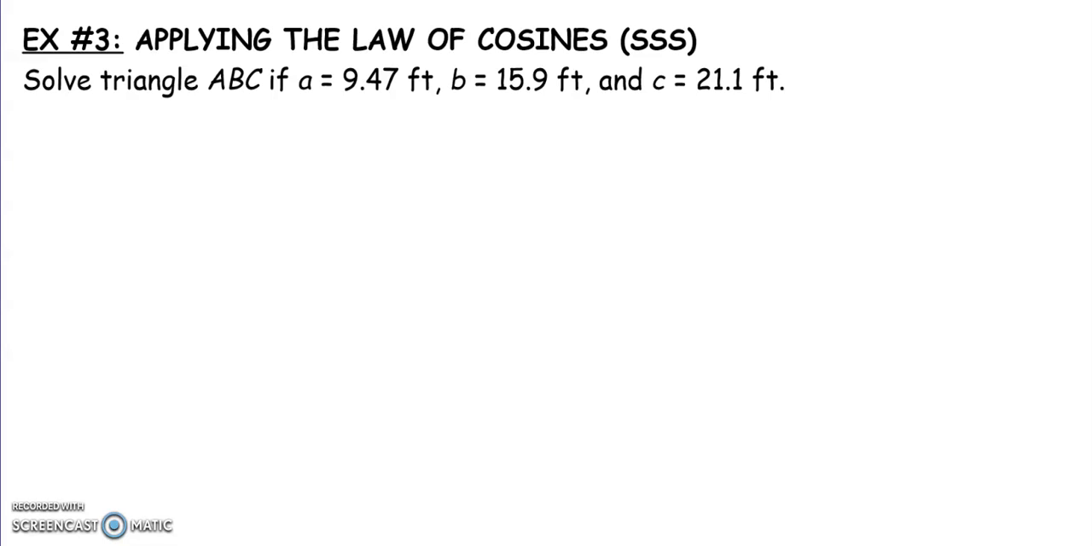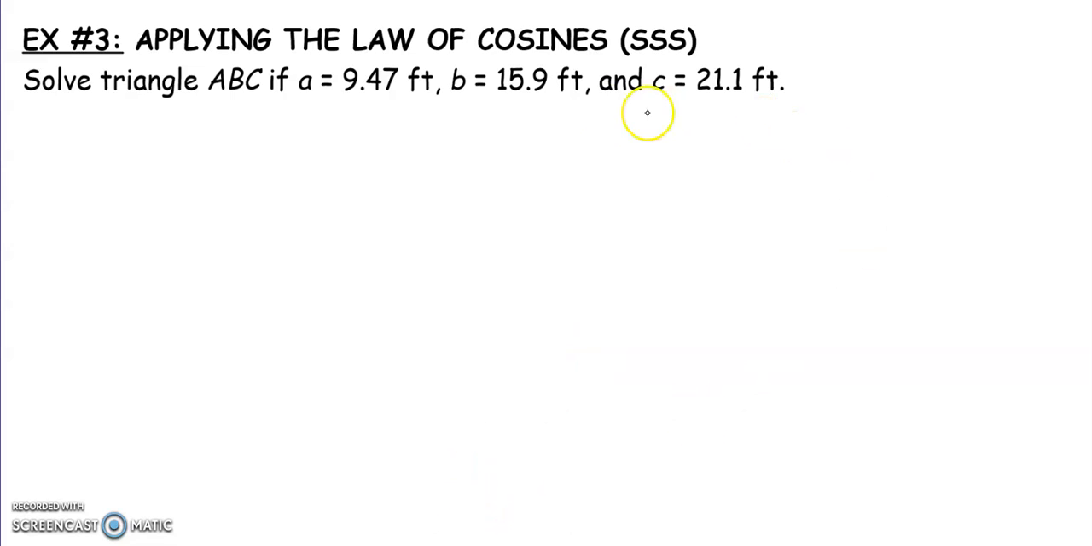Continuing on with our law of cosines, this is a fun case because sometimes they're going to give us all three sides of a triangle. Now, if they give us all three sides of a triangle, we have to use law of cosines because law of cosines doesn't require us to have an angle, whereas law of sines, you have to have at least one angle.